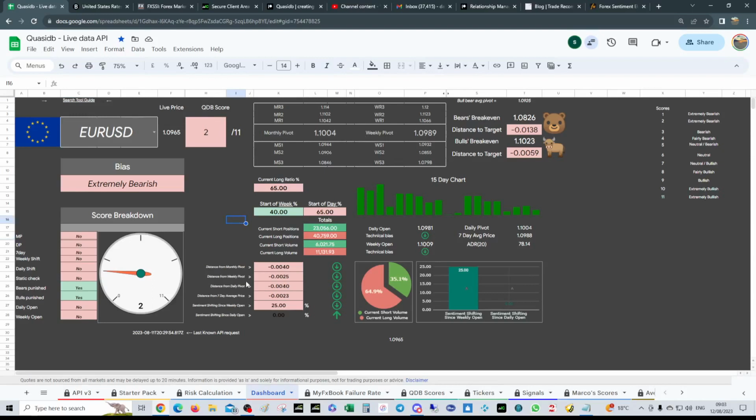It's quite self-explanatory really, because we've got a breakdown where it looks at the monthly pivot, the daily pivot, the 7-day average price, the sentiment shifting over the last week, over the last day. The static check, in case you're wondering, checks if we're above or below 50%. The herd are long, so we should expect price to fall, and it did.